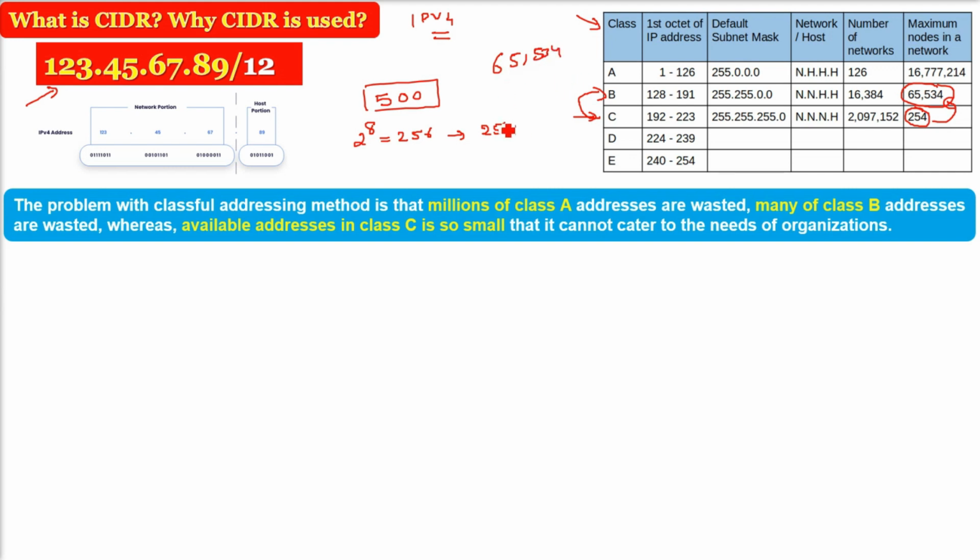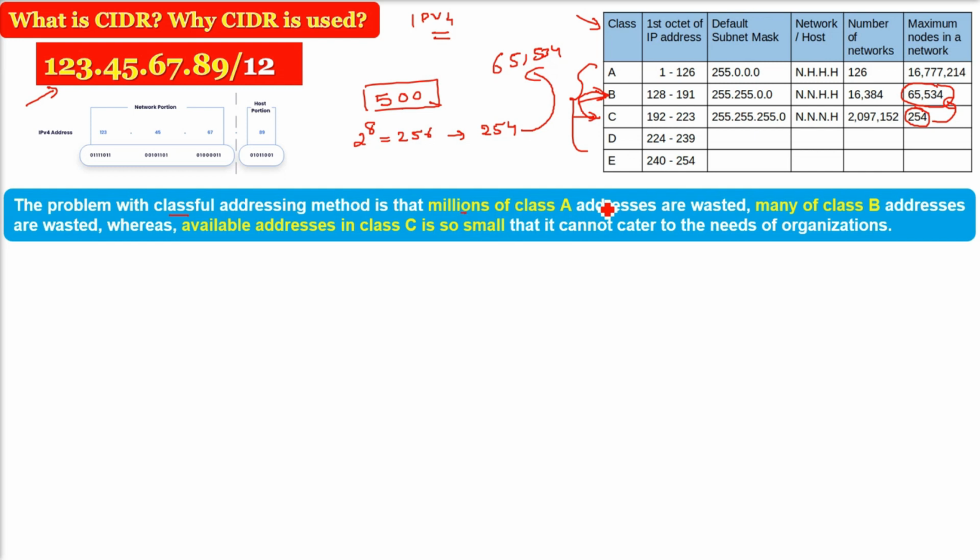But this number is very big. This organization wanted 500, but the availability is 65534. So what will the wastage be? The wastage will be immense. There are also private and public addresses, and 127.0.0.1, all these kinds of addresses. So there is always wastage in classful addressing. This is the problem in classful addressing.